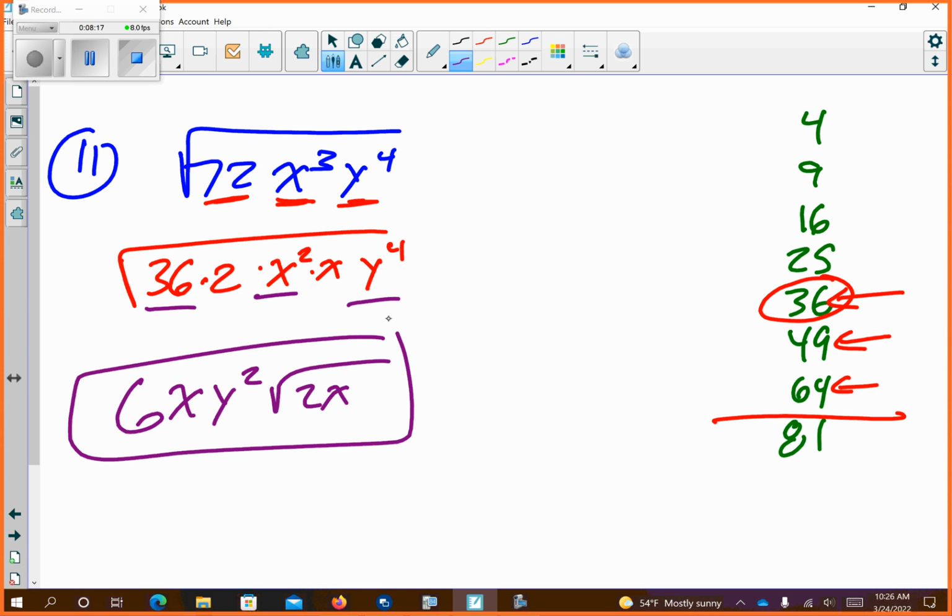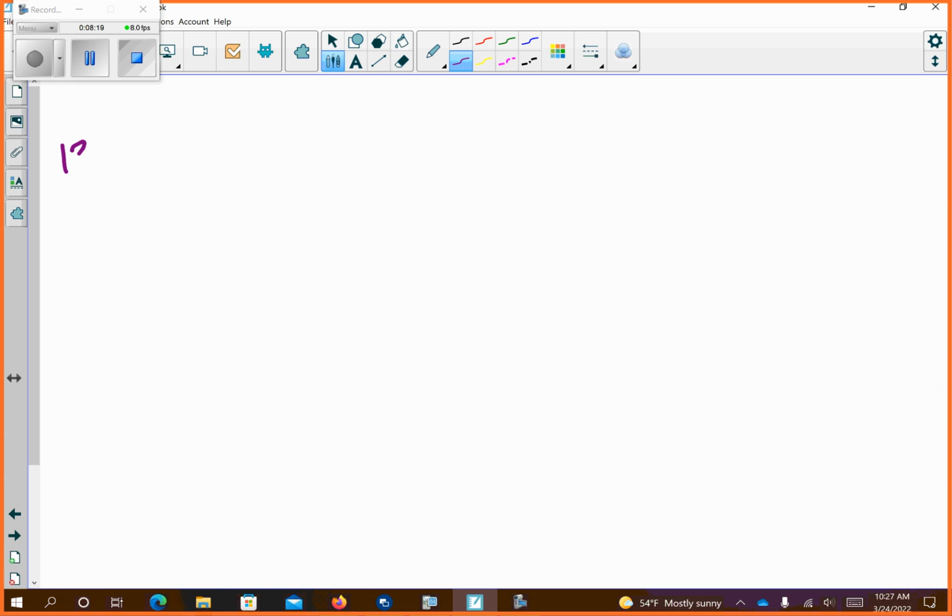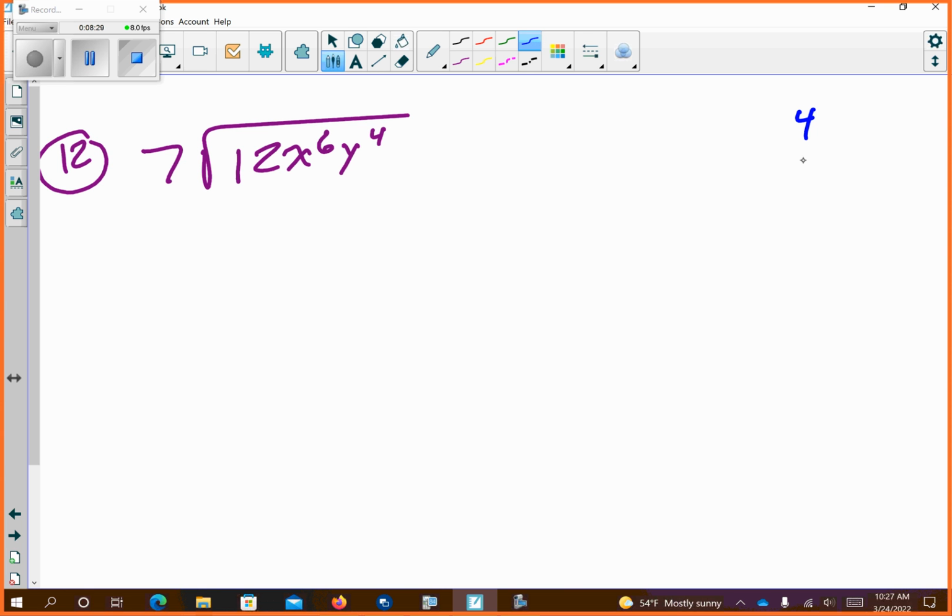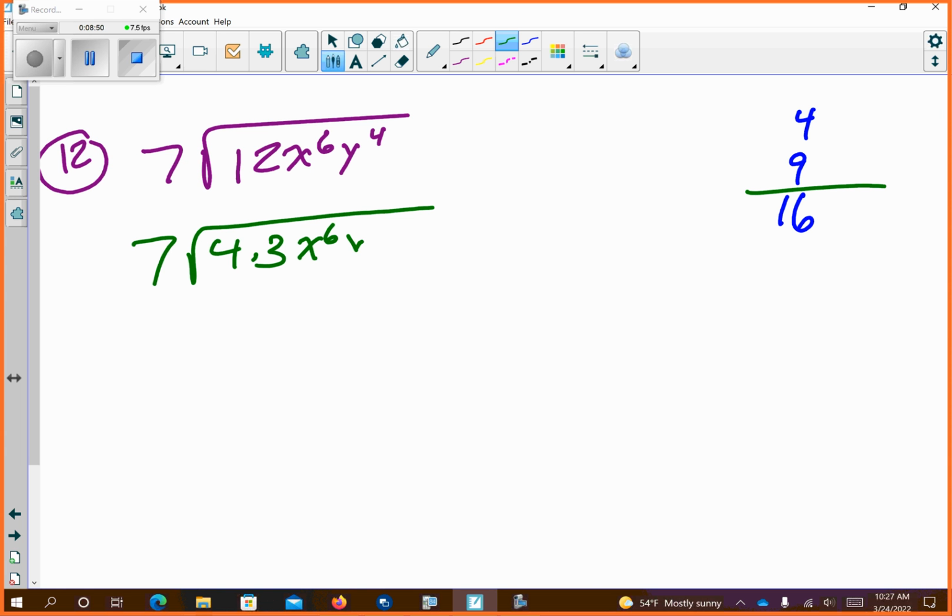Number 12, you got it. So I get 7 root 12, x to the 6th, y to the 4th. Let's list a couple perfect squares over here. That's probably far enough. So 12 falls about here. Which of the perfect squares above that would multiply together to give me 12? 4 and 3, right? Do I need to break the x to the 6th or the y to the 4th down, or should I just leave them? They're both raised to an even power, so I'm going to leave them.